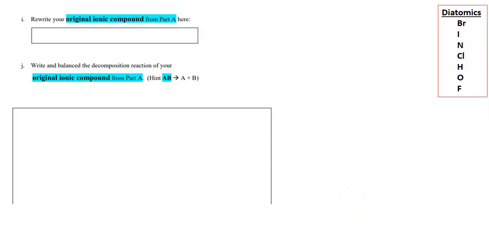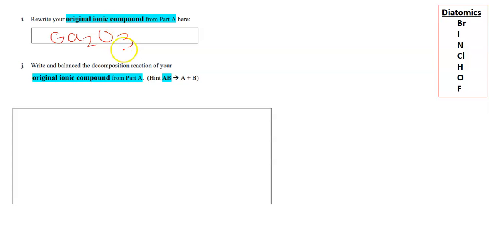All right, for this next part, we are going to rewrite our original ionic compound from part A. So you've been writing it several times. It's also in the table if you need to go back and look. And so for our demonstration purposes here, my original ionic compound is Ga2O3.